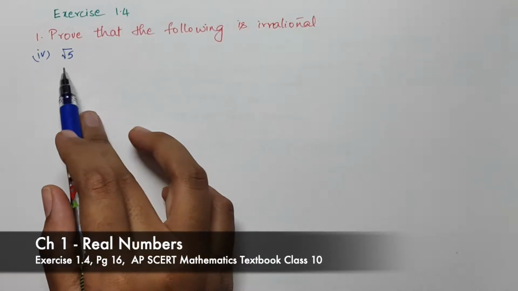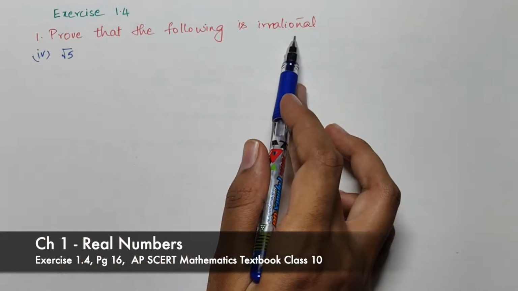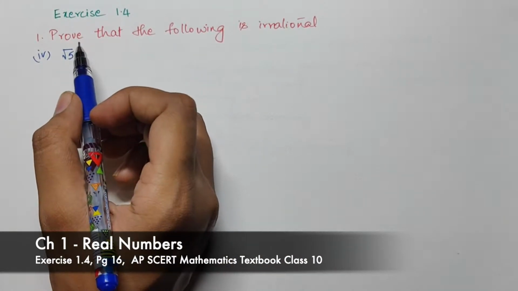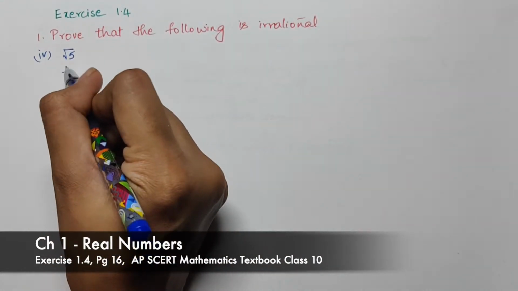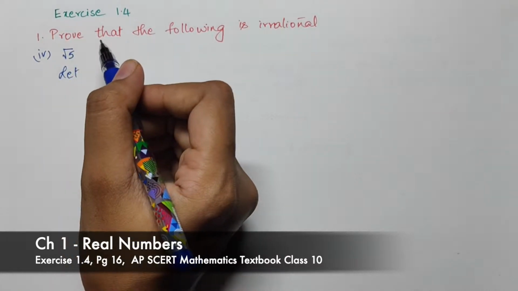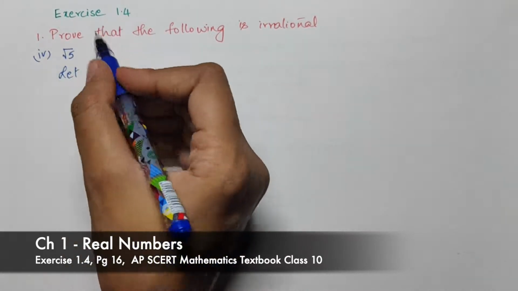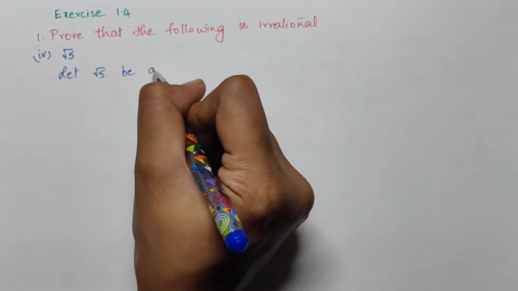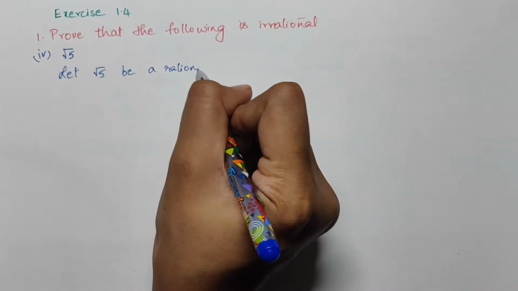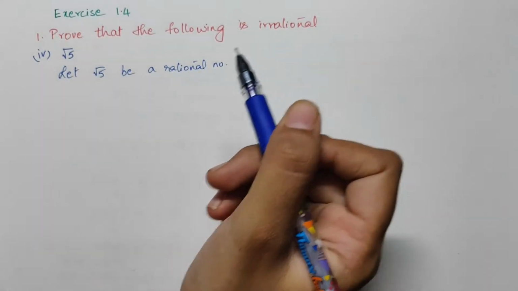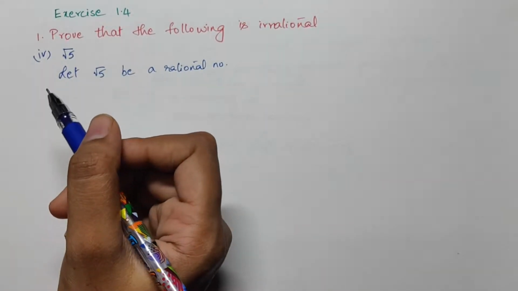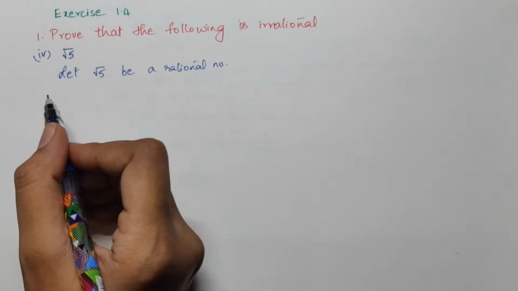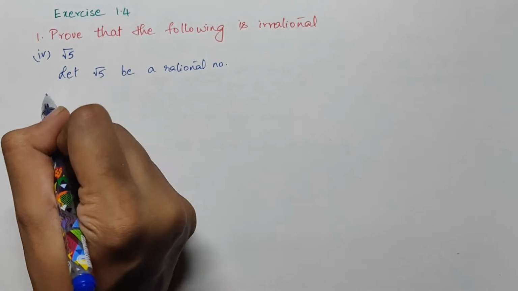To prove that root 5 is an irrational number. So first, before we prove that it is irrational, let me assume that root 5 is a rational number, the converse of it. If it's rational, then there exist two integers r and s such that root 5 equals r divided by s.